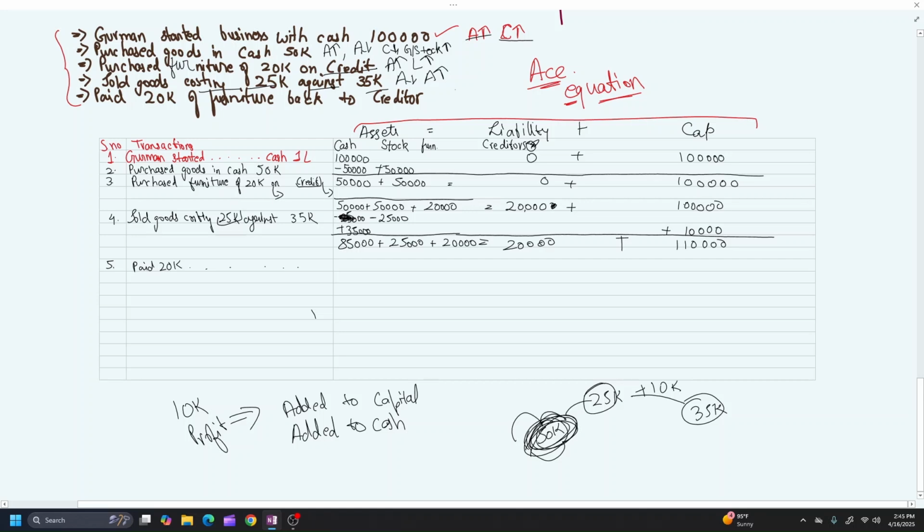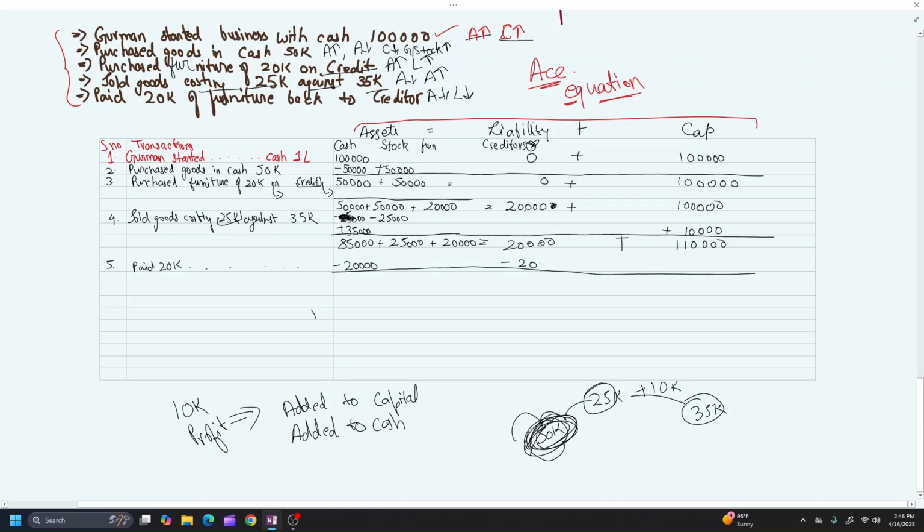So you are paying it back to the creditor. So like we did in the example, liability is decreasing, right? And asset also decreases. How? Because your 20,000 of cash is going. So what will you do here? I will do minus 20,000 because I paid 20,000 of cash to the creditor. Rest same.